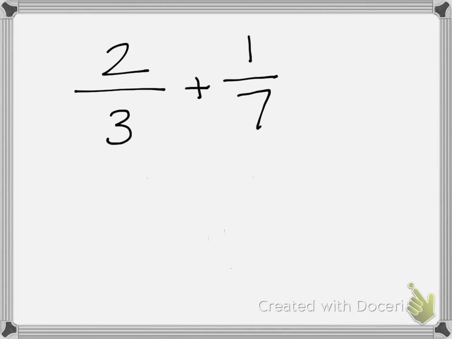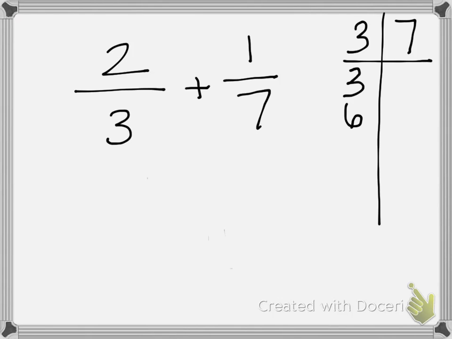So the first step in doing this is we're just going to create a little t-chart and we're going to list all of the multiples of our denominators. So in our first fraction, the denominator is 3, so I'm going to count by 3s to get our multiples. 3, 6, 9, 12, 15, 18, 21, 24.